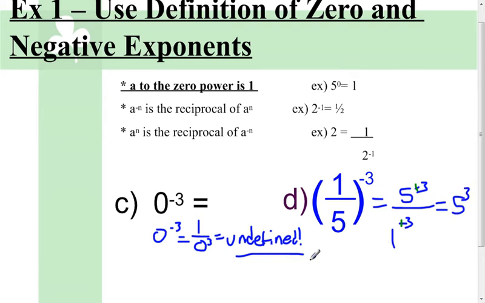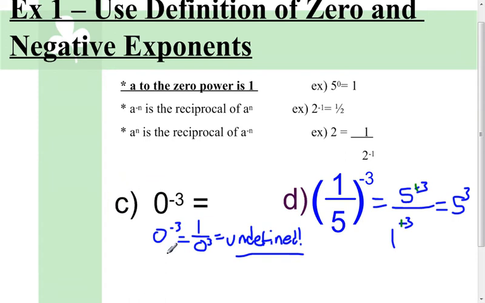Alright, so here's what I have. For letter C, if you have 0 to the negative third power, to make this have a positive exponent, you pass it over the fraction bar. So you go from the numerator to the denominator. See? Denominator. But anything divided by 0 is undefined because you can't divide by 0. So for letter C, the answer is undefined. You cannot do this problem.